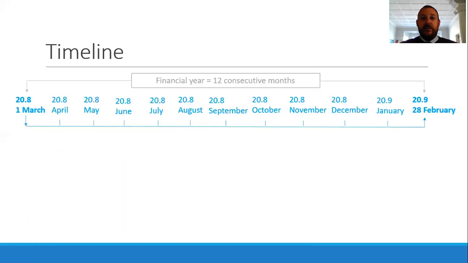Okay. If we then have a look at this in a timeline, which is what I suggest we do from now on: when you deal with adjustments, you always draw a timeline for yourself, and then you can have a look and see where it fits into that financial period.